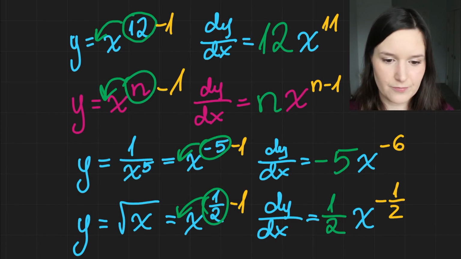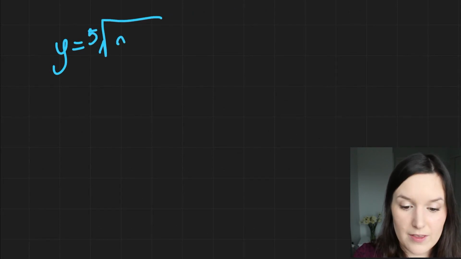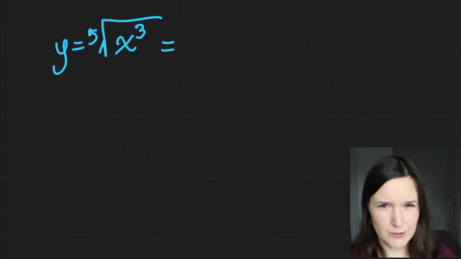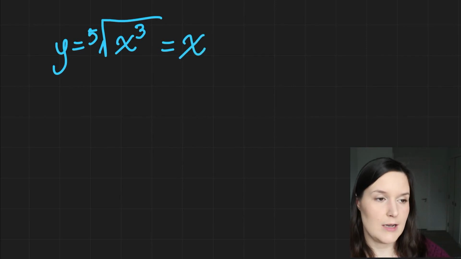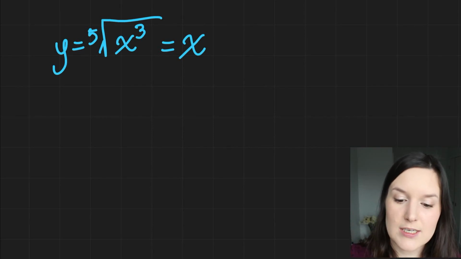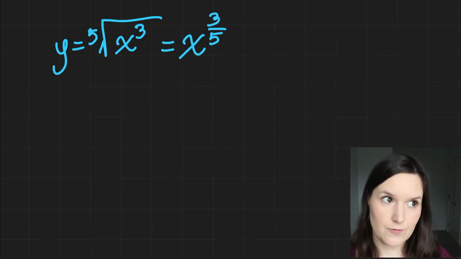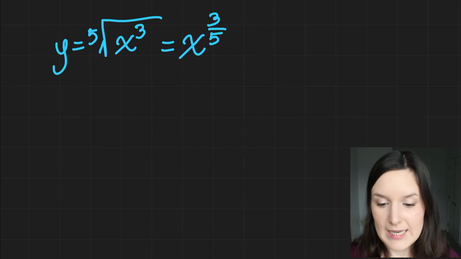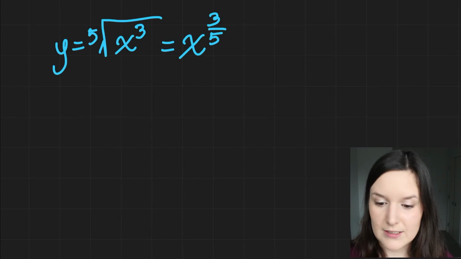Okay, let's try. So now my function will be fifth root of x to the power of 3. First I will write it clearly as a power, so I know how to use my power rule. X is to what power? Well, fifth root is a power which is a fraction, which is over 5, and the cube stays. So fifth root of x cubed is x to the power of 3 over 5. That's the rule, and now let's use the power rule to find the derivative.